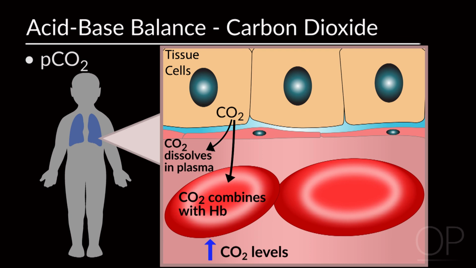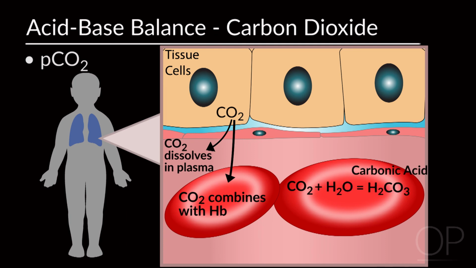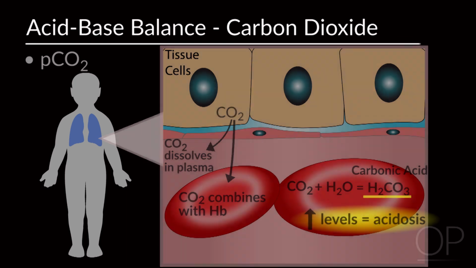Elevated carbon dioxide in the blood will lead to acidosis. Conversely, decreased levels of carbon dioxide in the blood will lead to alkalosis. When carbon dioxide combines with water in our blood, the byproduct is carbonic acid. Increased levels of carbonic acid will decrease the pH, which will lead to an acidic condition.